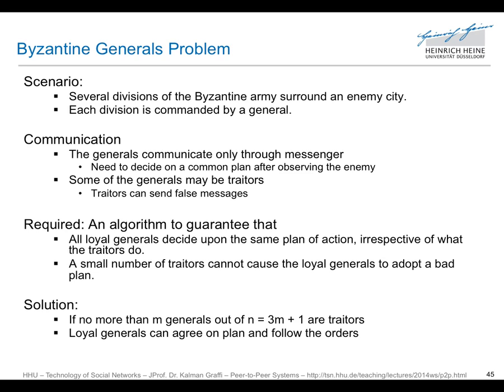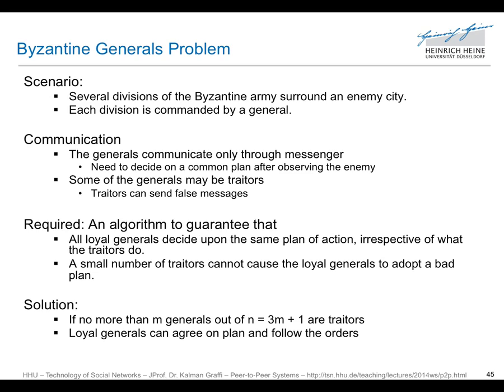So one third is allowed to be traitors, and at least two thirds plus one should be good generals, and then the loyal generals can agree on a plan and follow the orders. Even no matter how the one third of traitors behave, the good generals can agree, and that's then the majority. So you cannot do it with 50% or 51%. If you have only 51% loyal generals, that's not doable. But with 66 plus or 67%, you can do it.